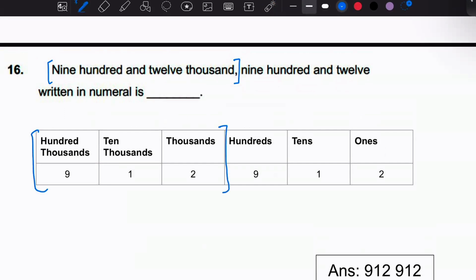912,000. So the second part is 912. After the first 912,000, then you have the 912, and then it ends there. So this is the answer.